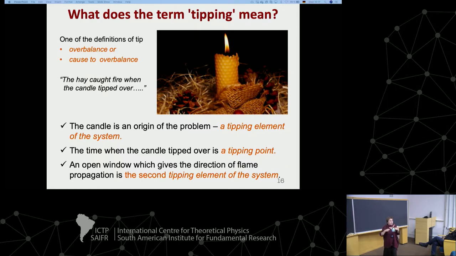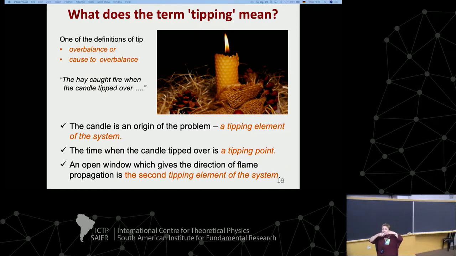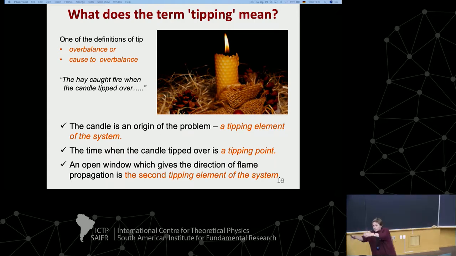And let us open the window in the room where this candle is located. It gives a direction of flame propagation. And then the opened window is another tipping element. So how to find these two tipping elements?